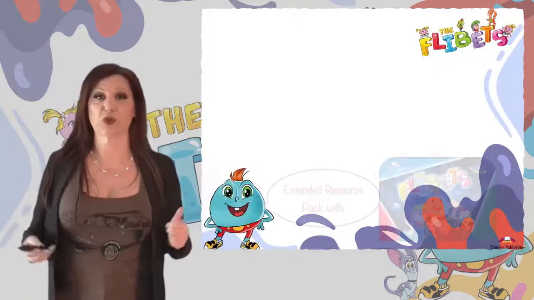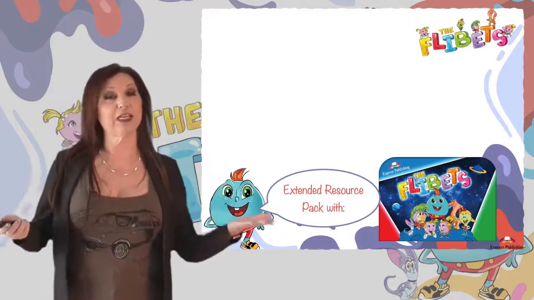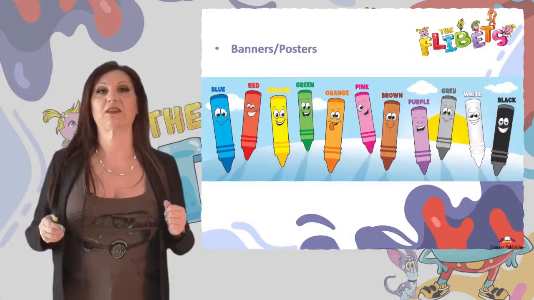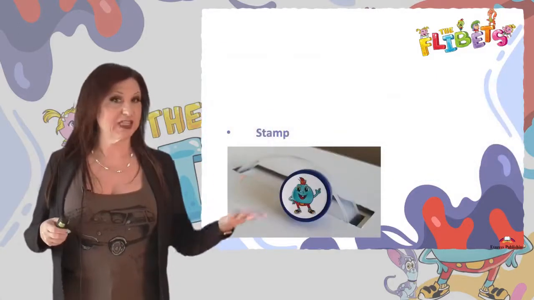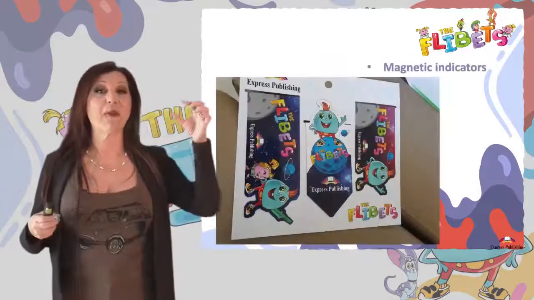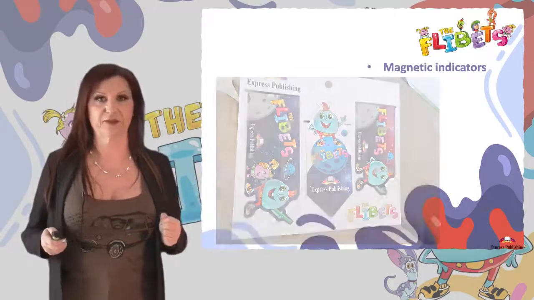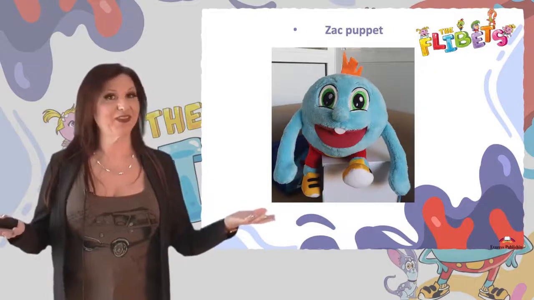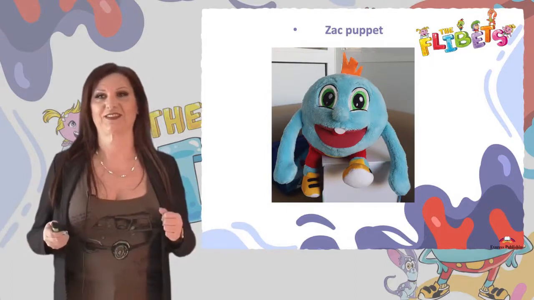This is the teacher's resource pack. The teacher's resource pack is a box with lots of goodies in it. Let's see what's in it. There are banners and posters in the teacher's extended resource pack. There is a stamp to reward the students. There are magnetic indicators that you need to use alongside the posters and the banners. Of course, Zach, the puppet, exists, and of course he's in the teacher's extended box.